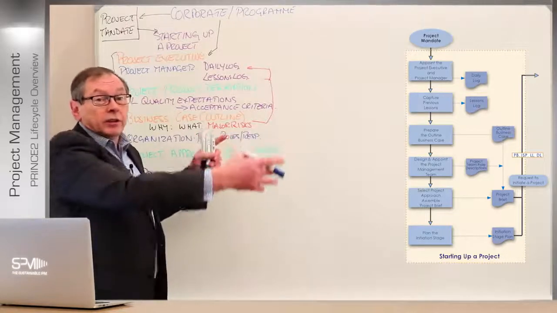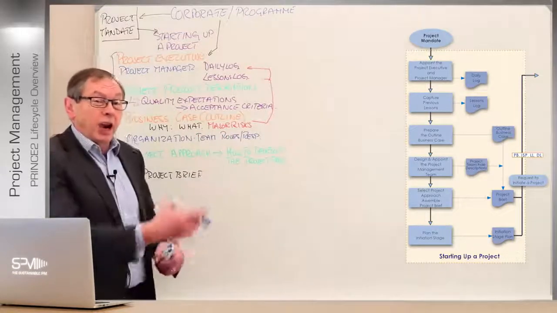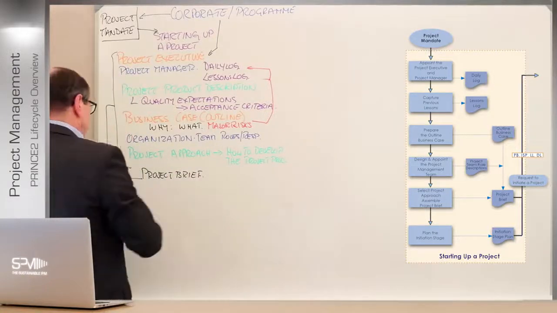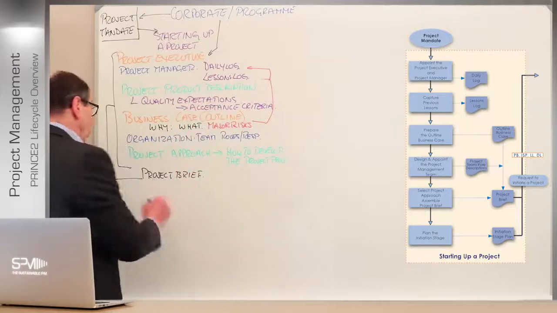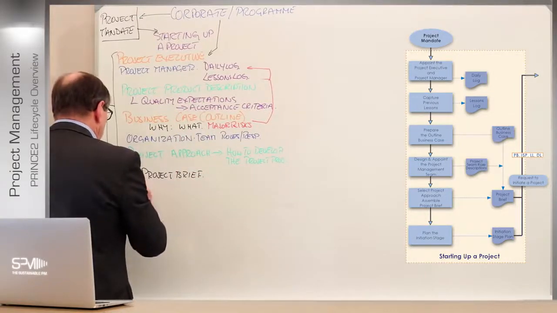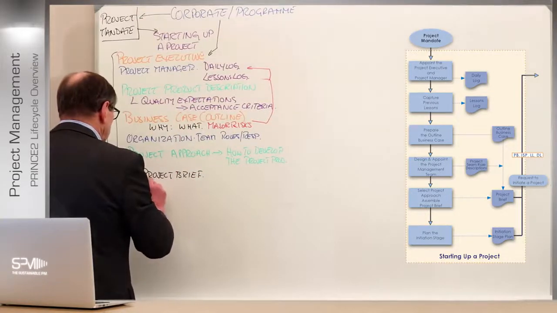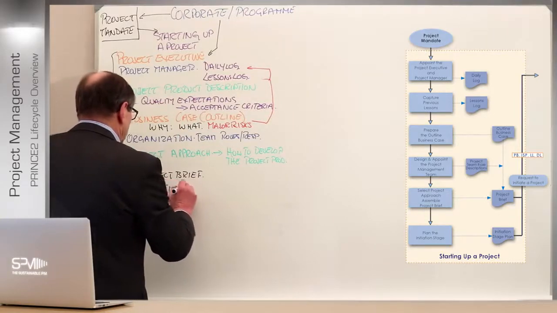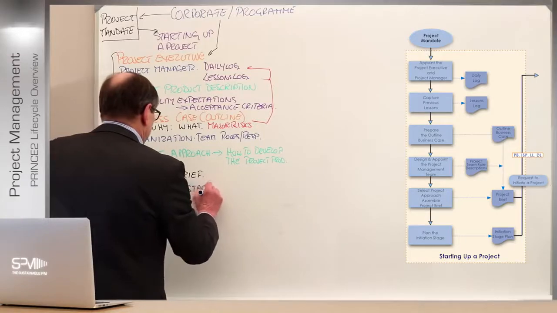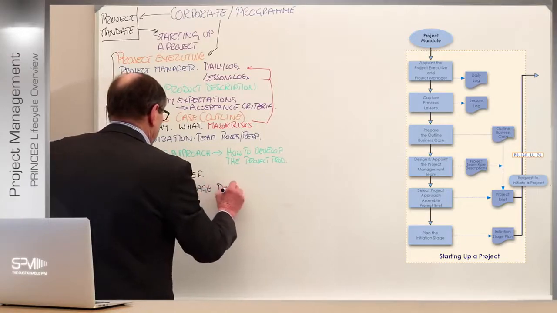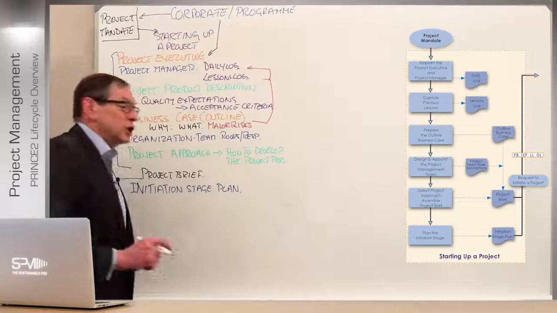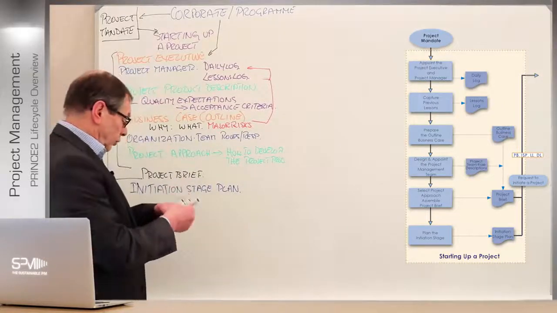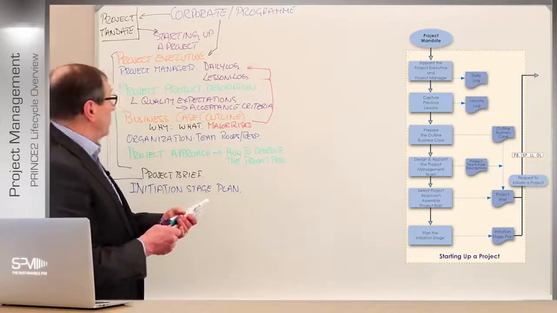But the next one, the initiating, is going to be bigger, because now we've got to plan the project in a lot more detail, right? So we do the project brief. Because we're going to be doing a lot more work, we need to produce the initiation stage plan, right? The ISP, the stage plan for initiating a project. And all this will go up to the next process in place.